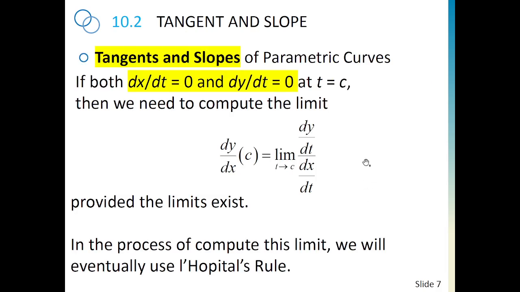Now what happens if both of them are 0 at the same time? Then we have the indeterminate form 0 over 0, right? This is the classical definition of the slope, of the derivative. So in this situation, when we have 0 over 0, we will need to compute the limit, and to compute the limit of the indeterminate form 0 over 0, we will use L'Hopital's rule. So even in this situation things are not too complicated.